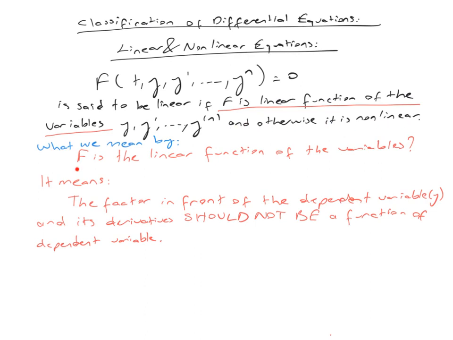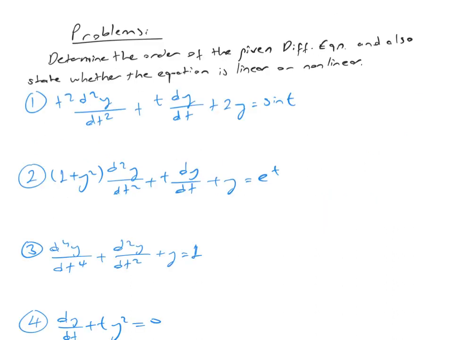What we mean by f is the linear function of the variables? It means the factor in front of the dependent variable y and its derivatives should not be a function of the dependent variable. And let's solve some problems in order to understand what we mean here. Determine the order of the given differential equation and also state whether the equation is linear or nonlinear. And in the first problem, since the order of the highest derivative is 2, it's a second order differential equation.